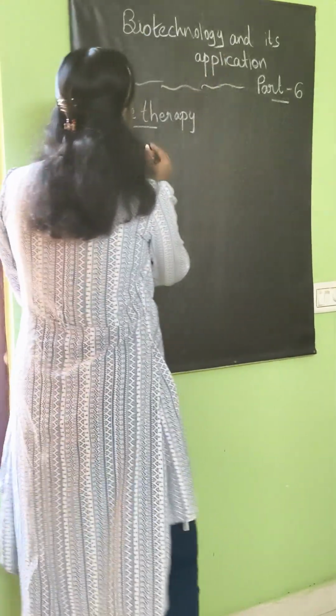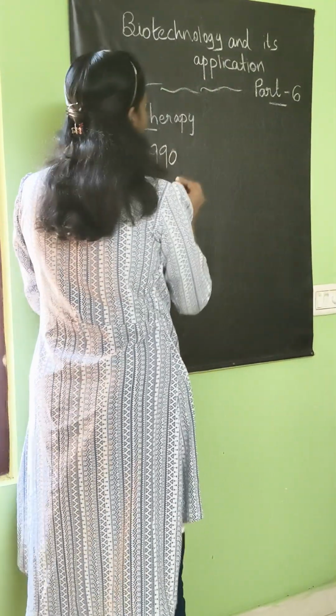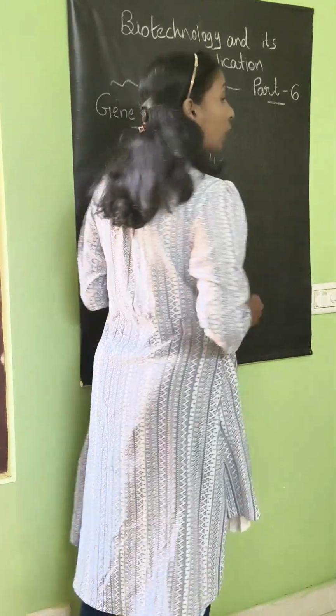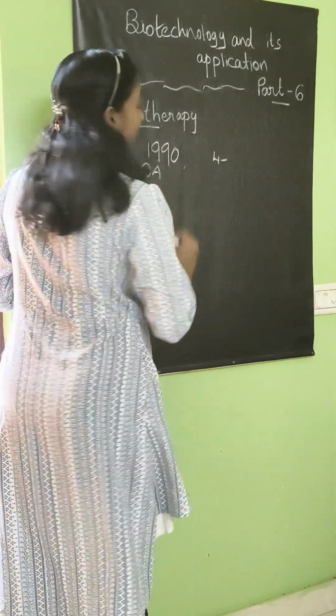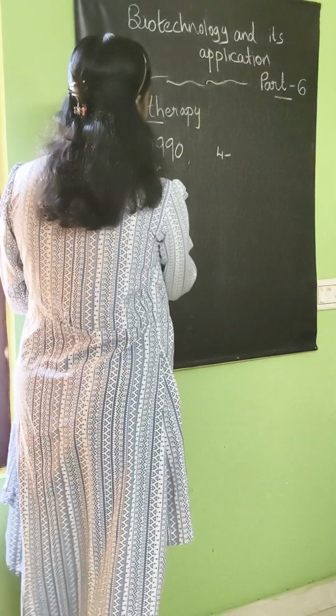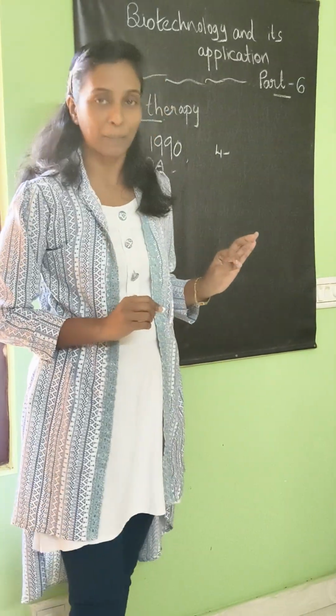In the year 1990, a four-year-old girl had the problem of ADA deficiency. What is the full form of ADA? Adenosine deaminase. It means one of the genes responsible for producing this ADA is lacking. ADA is an enzyme, so because the gene is lacking, the enzyme is also absent.